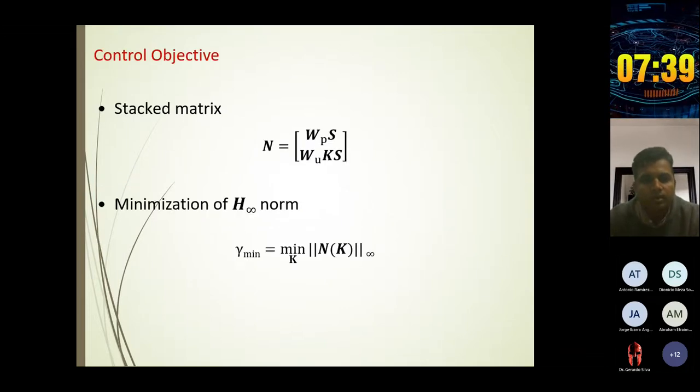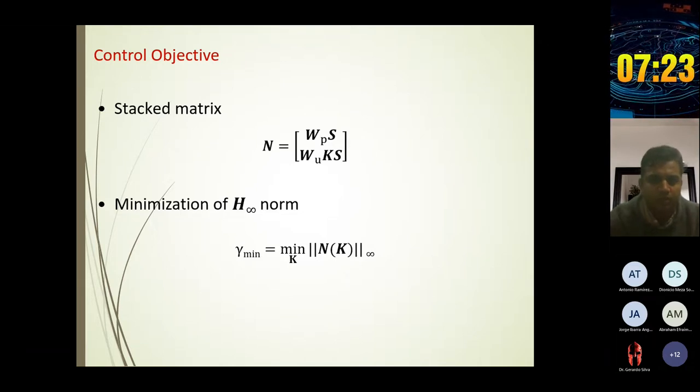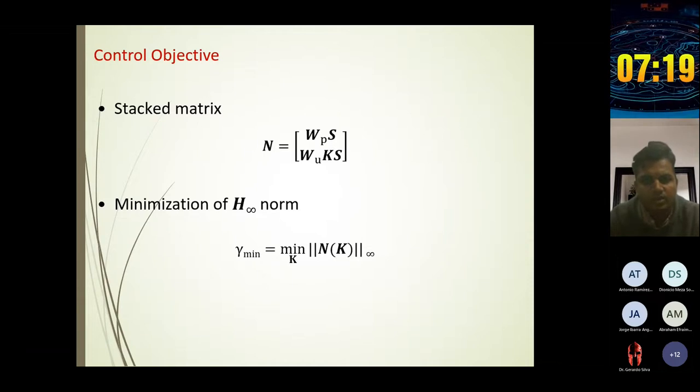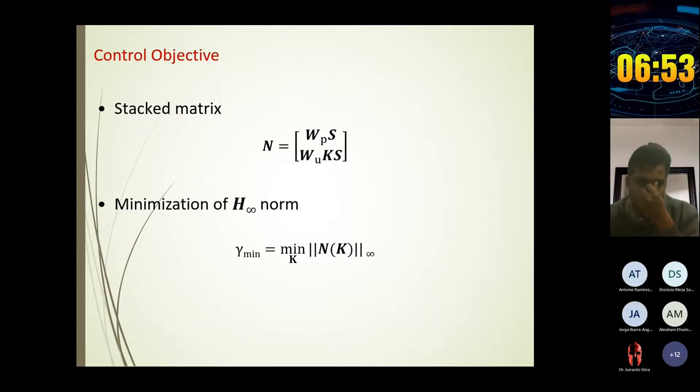So talking about the H infinity controller design, as we saw, the sensitivity function was the transfer function from reference to error, and KS represents the transfer function from the reference to the control input. So basically these two transfer functions are considered in order to limit and visualize the magnitudes, which should have values less than one. WP and WU represent the weighting factors. WP represents the performance weightage, and WU represents the input weightage.